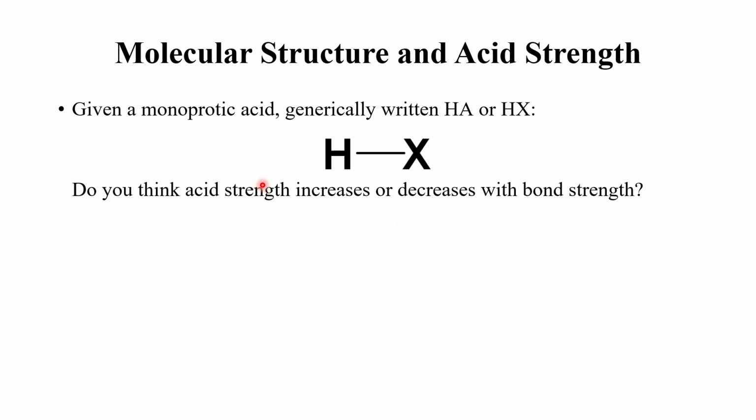All right, the correct answer here is that acid strength is going to decrease as bond strength increases. So the stronger this bond is, the weaker the acid is going to be, because it's harder for the H+ to be donated. And that's what makes an acid an acid. It's the ability for an H+ to be donated.